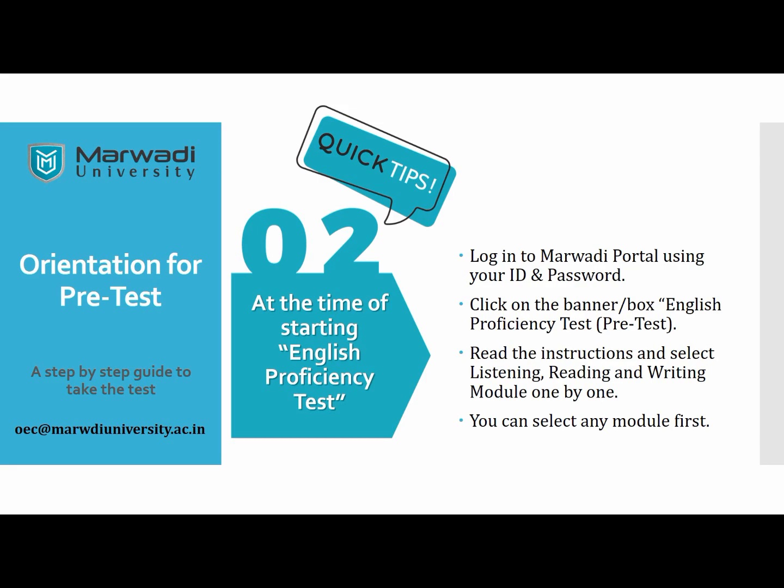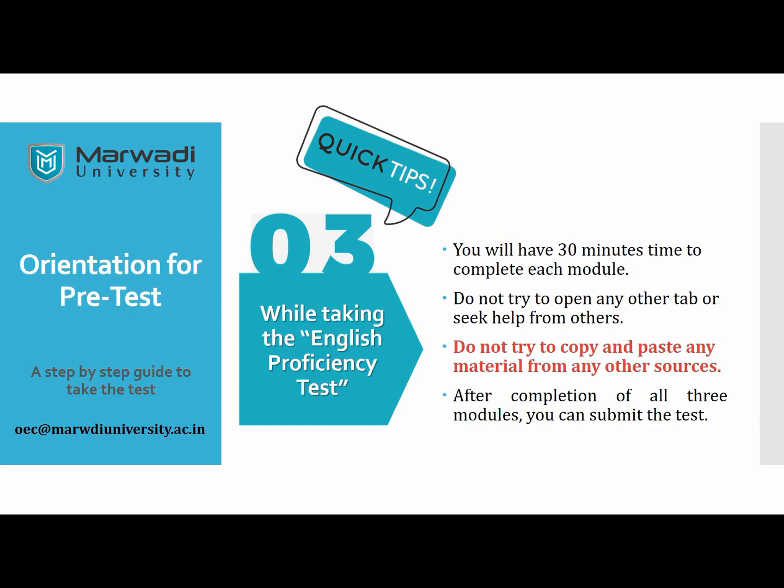After that, you will be able to access 3 modules, LRW, that is listening, reading and writing. You can select any module one by one and you can complete these 3 modules. Step 3, while taking the English proficiency test, you will have 30 minutes to complete each module.